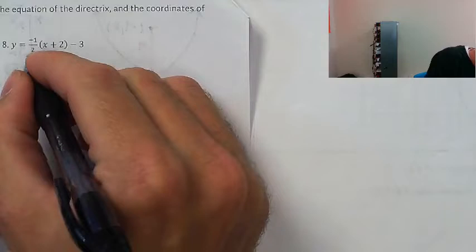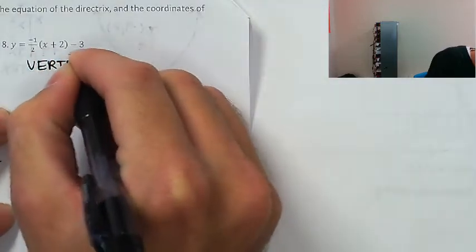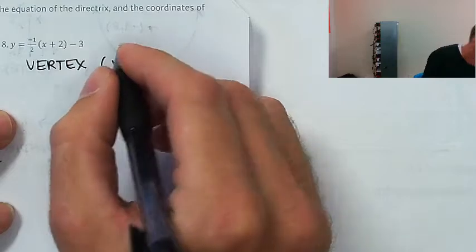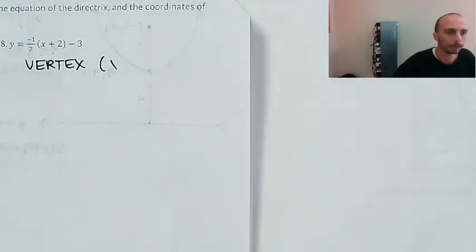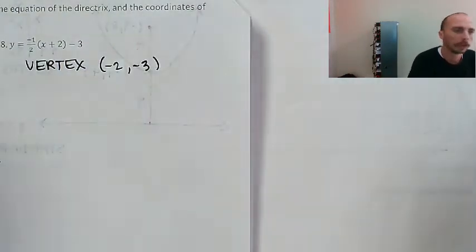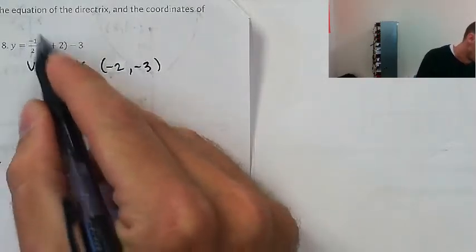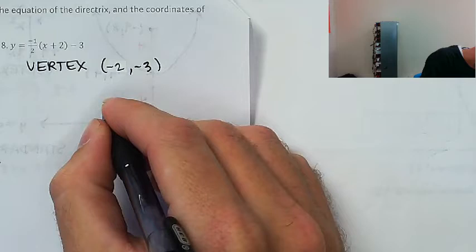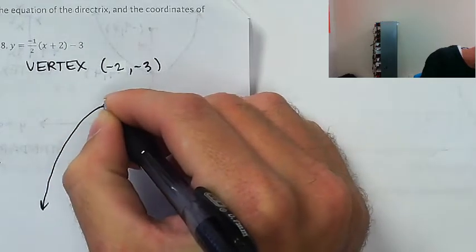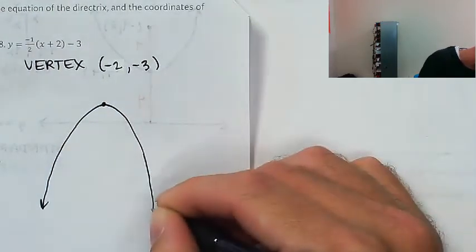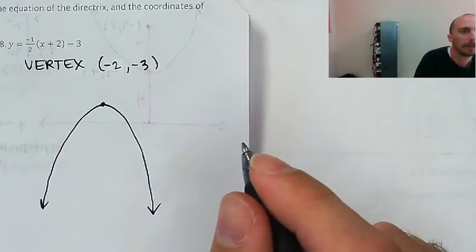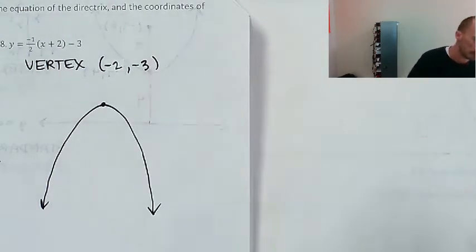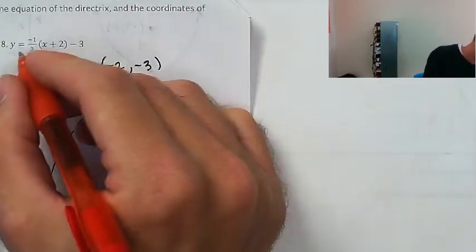So the vertex here is going to be where x is -2, because this is x minus -2, and y is going to be -3. I know that this parabola is going to open down because of the -1/2. So I'm going to draw in the vertex there and draw a downward facing parabola. Okay, so I've got the vertex here. I need to figure out the distance from the vertex to the focus and everything.